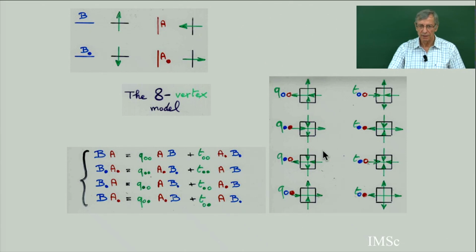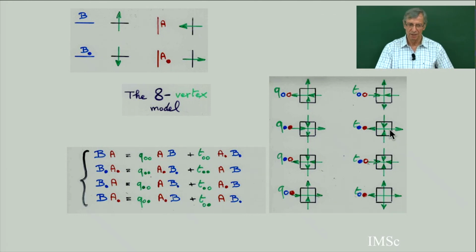And the 8 vertex model means there is an even number of edges getting in and an even number of edges getting out. Here there are 4 edges getting inside. Here there are 4 edges getting outside. Here 2 edges are getting in and 2 edges are getting out. So there is an 8 vertex model.